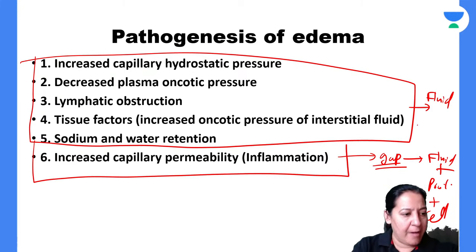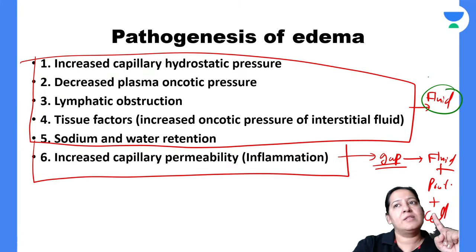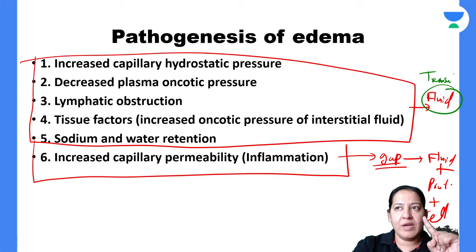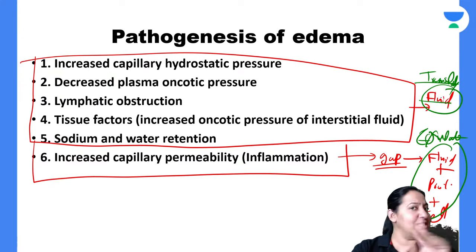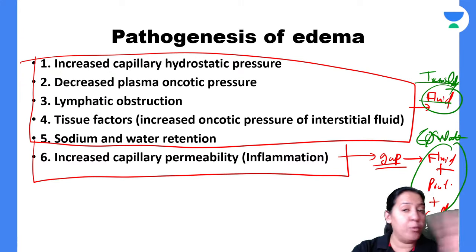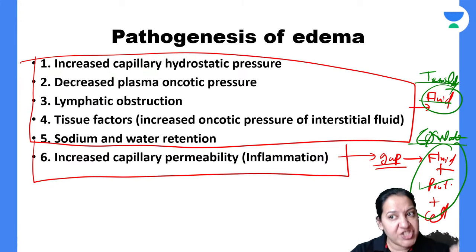So, this edema, if only fluid is there, is known as transudate. And this edema, in which along with fluid the protein and cells are also there, is known as exudate. So, what is the definition? Transudate is the edema which is protein poor, cell poor. It does not contain protein and cells. And exudate is the edema which is protein rich and cell rich.